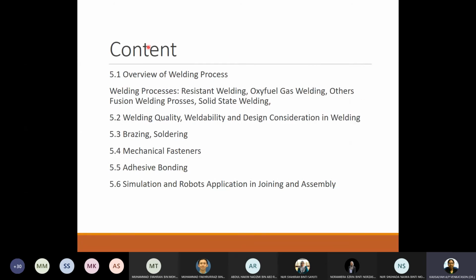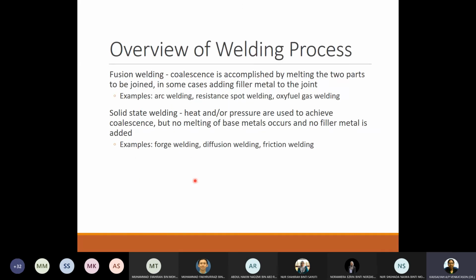All right. So basically the overview for this chapter, we have the overview of the welding process, an introduction to what the welding process will be like. And then we have a few listed welding processes amongst the many. Here we have resistance welding, oxy-fuel welding, and many others you will come across. Then we will discuss the welding quality, weldability, and what the design considerations in welding are. And then next week, Dr. Shariman will move to brazing and soldering, mechanical fasteners, adhesive bonding, and robot applications in welding.